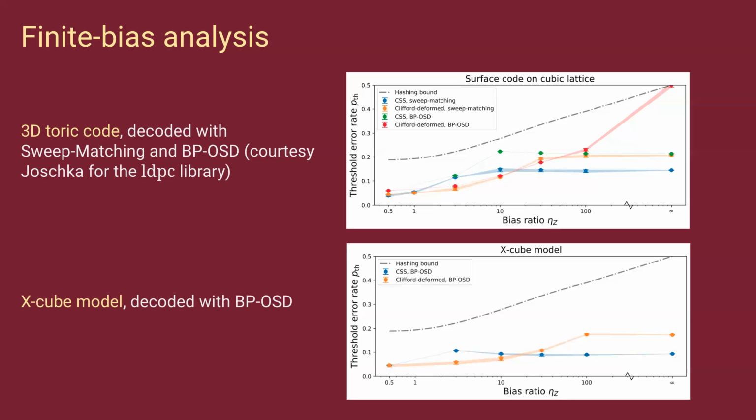The sweep decoder, if I remember correctly, you sweep everything in one direction until it hopefully disappears. Did you change this direction at all? Because now you have this anisotropy in your code because you deformed it along a long direction. I'm not sure. I don't use this.